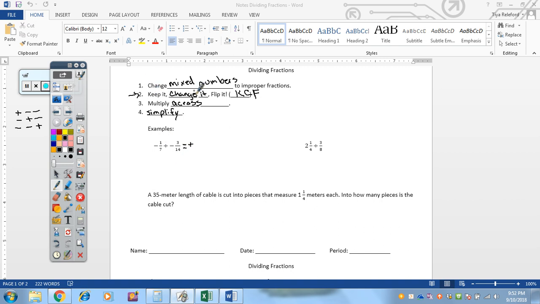Step 2 says keep, change, flip. We are going to keep negative 1/7. We are going to change division to multiplication, and we are going to flip 3/14. Now 14 is on the top and 3 is on the bottom. This is the reciprocal.